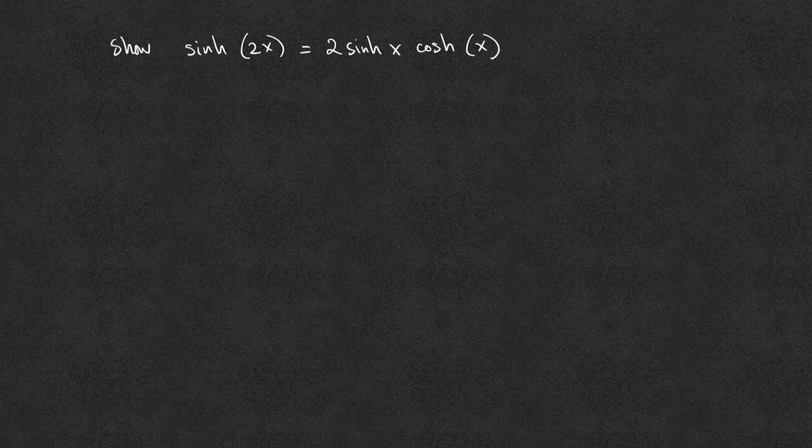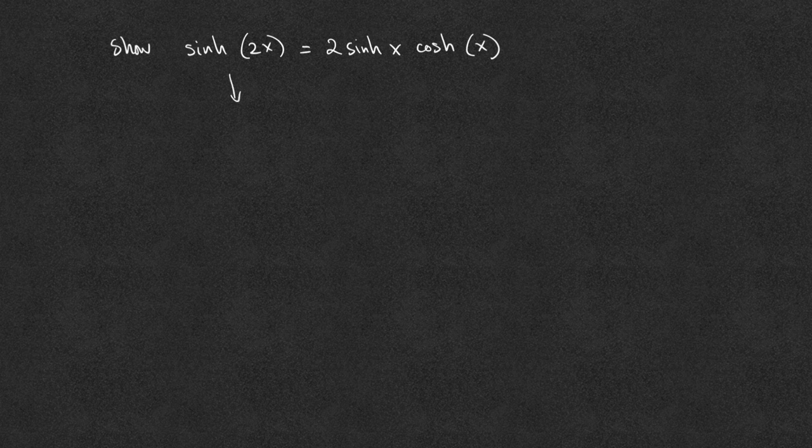Show that the hyperbolic sine of 2x equals 2 times the hyperbolic sine of x times the hyperbolic cosine of x. To show an identity, we can start with either the left-hand side and arrive at the right-hand side, and vice versa. Usually, we want to start with a side that is more complicated. But first, let's see what it looks like on the left-hand side.